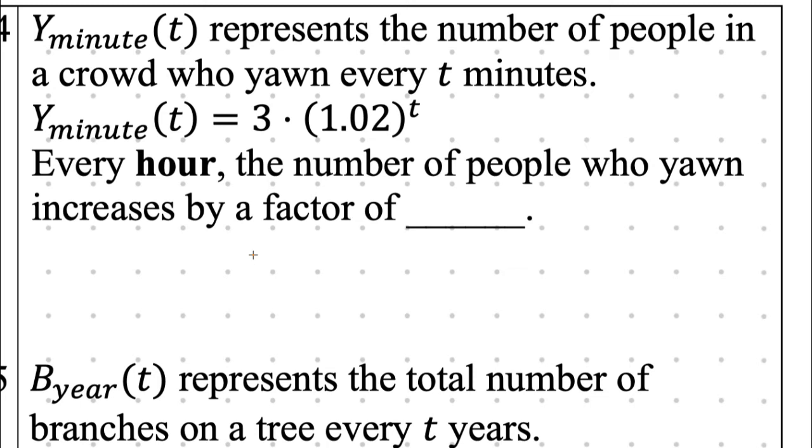So here's our function. Every hour, the number of people who yawn increases by a factor of what? The general question is, normally I do every minute. What happens if I turn this minute into an hour? What's going to happen with this ratio, this factor here? The conceptual question is, should there be more people yawning every hour or fewer people yawning every hour compared to the minute? Do a thumbs up if you think there's going to be more people yawning every hour. Thumbs down if you think there's going to be fewer.